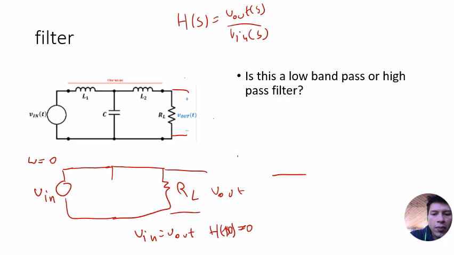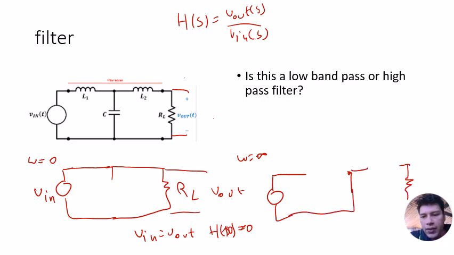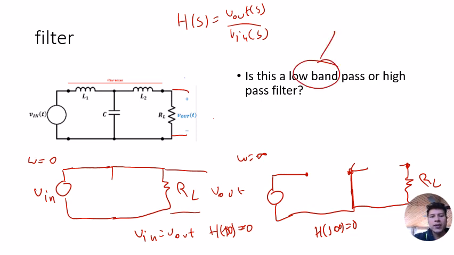And now let's look at omega equals infinity. So we're going to have our circuit. Our inductors now behave as open and our capacitor as short. And then we have a resistor here, RL. And as you can see, this capacitor here, well, it's shorted. It's not connected to anything. So H of j infinity equals 0. So this is a low pass filter. This is actually your topology for a third order Butterworth that we used in the previous lecture.